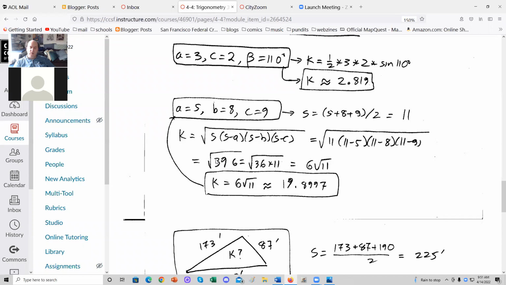And okay, so this is the root of 396. You can pull out a 36 factor, root of 36 times 11. That's 6 root 11. So K is 6 root 11, which is about 19.8997.